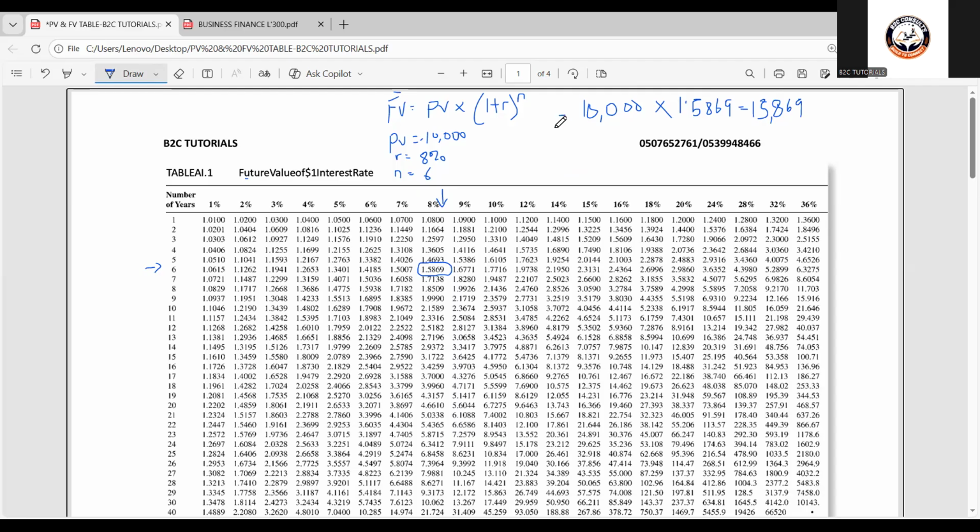But then if you were not using the table, you would have done 10,000 multiplying 1 plus 8%. So this is using calculator, 8% raised to the power 6 years. And we are saying that this is how we read it. The 1 plus 8% raised to the power 6 is read on the table by first picking out the rate with the rate in the question and trace it to the number of years and select that.